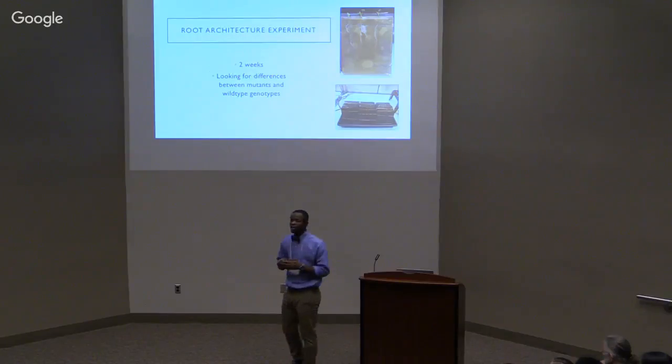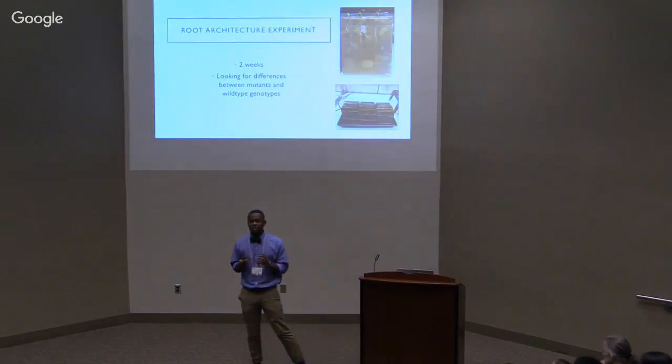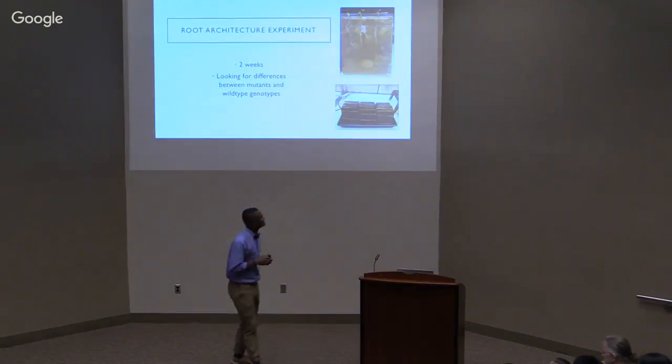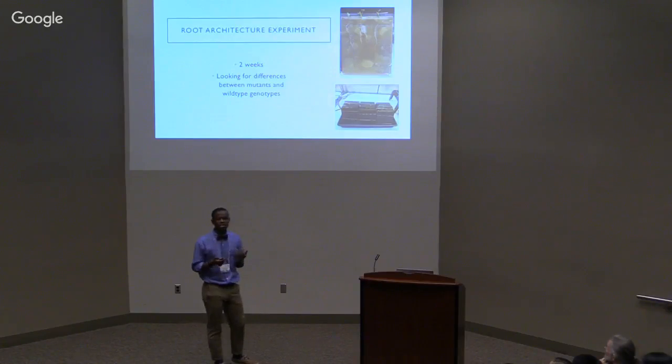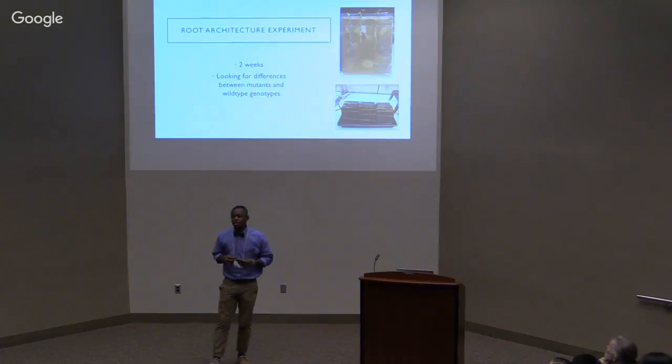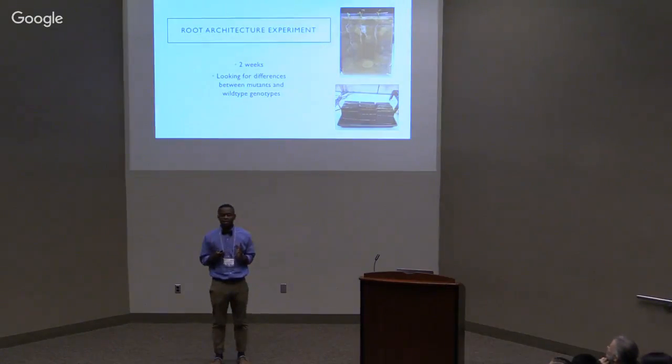Our next experiment was the root architecture experiment. This lasted about 2 weeks, and this is our setup of growing the plants. After 2 weeks, we harvested the plants and used a program known as ImageJ to measure the roots and do an analysis of root area and the amount of lateral roots they have.